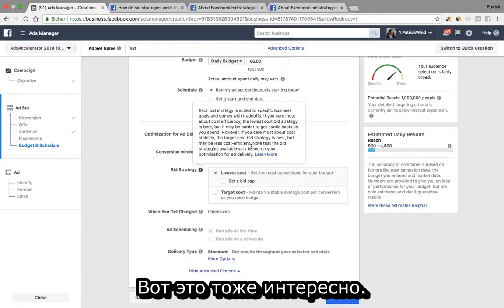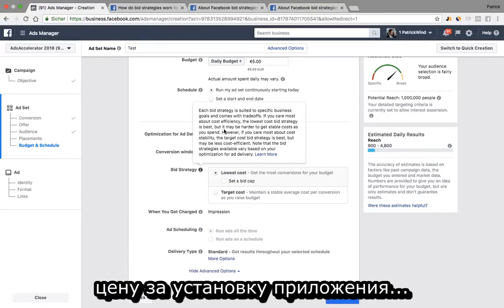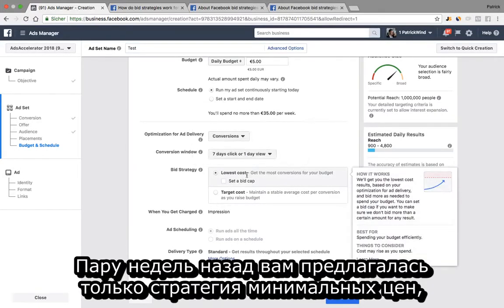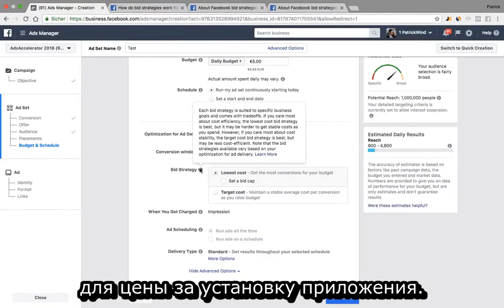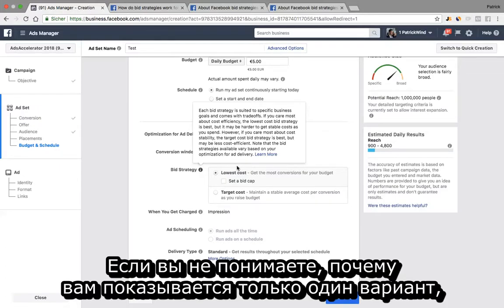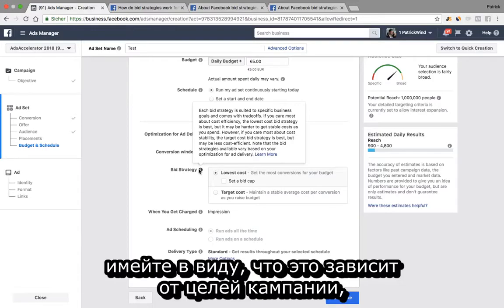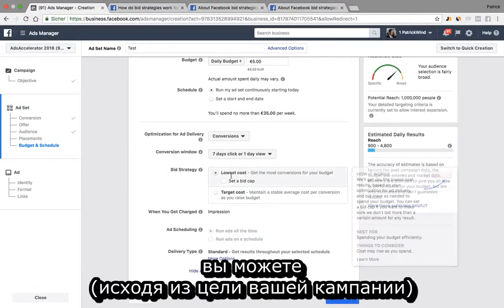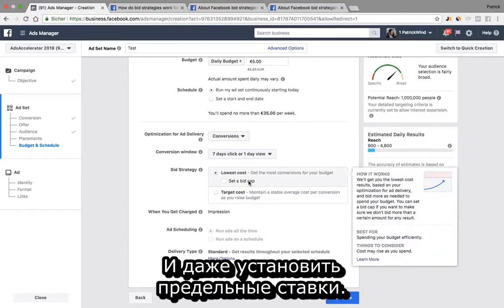So that's also interesting. For example, if you optimize for cost per app installs, a couple of weeks ago it only gave you the lowest cost bid strategy, but now they also changed that, so you also have the target cost bid strategy for app installs. If you're wondering why only one of those options is showing up, well, it depends on the campaign objective that you have chosen here on campaign level. But when you're on ad set level, depending on the goal of your campaign objective, you can choose between the lowest cost and the target cost bid strategy, and even add a bid cap.